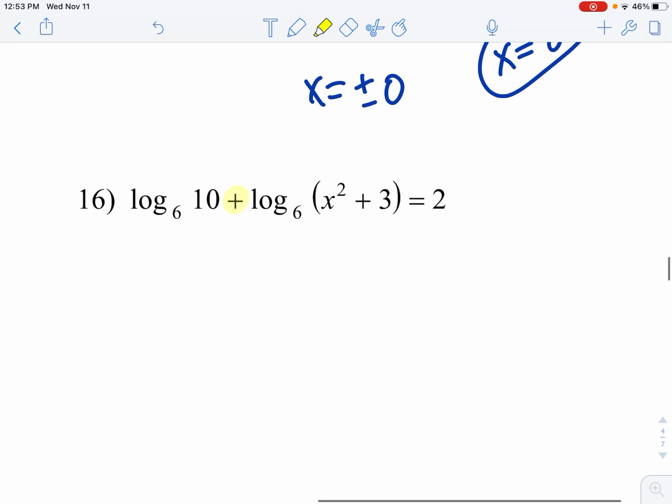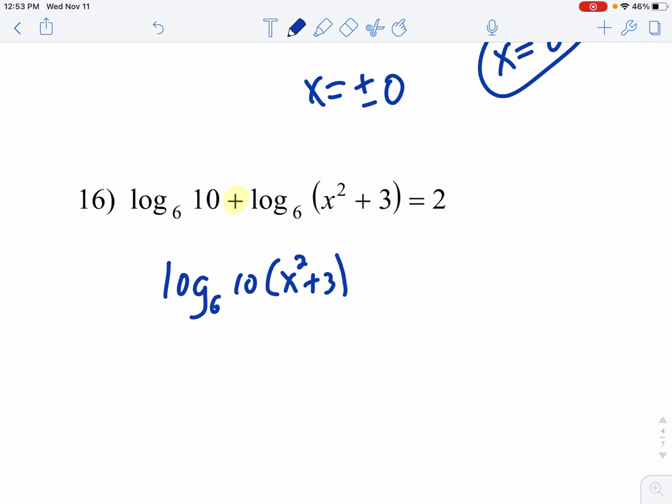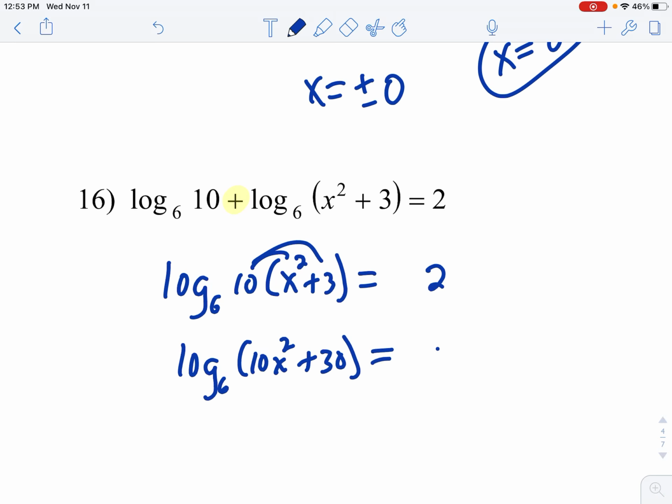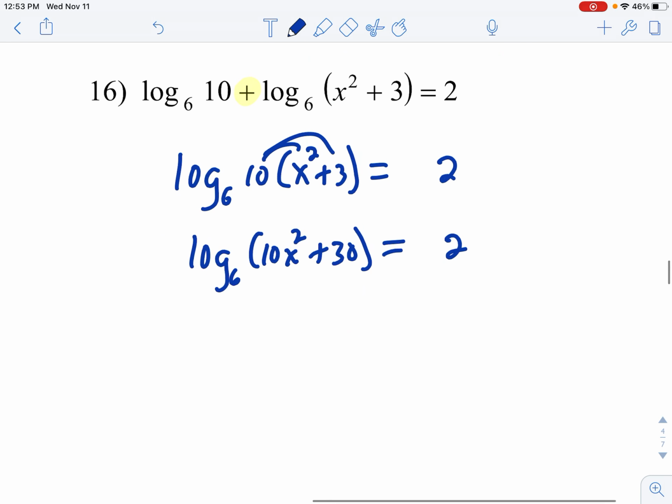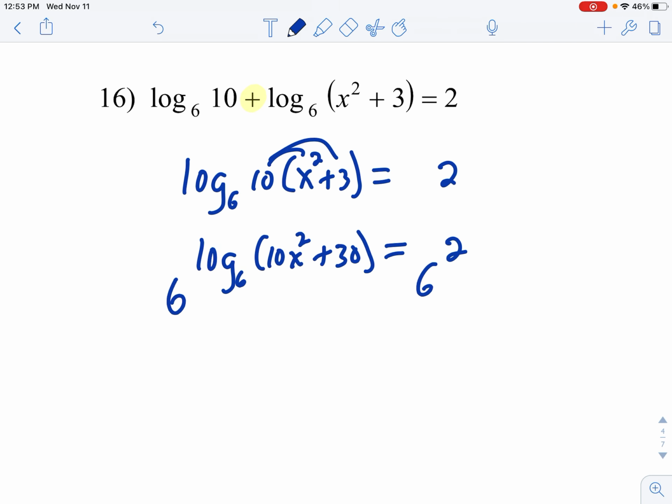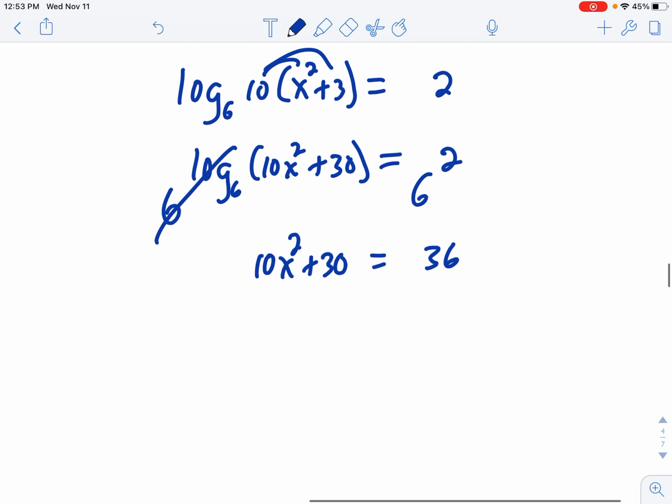So, plus sign means that when I condense this, I need to use the product property. 10 times x squared plus 3 equals 2. And I'm going to go ahead and simplify that. Log base 6 of 10x squared plus 30 equals 2. To cancel out the logarithm, I need to drop a base 6 on both sides. I get 10x squared plus 30 equals 36.